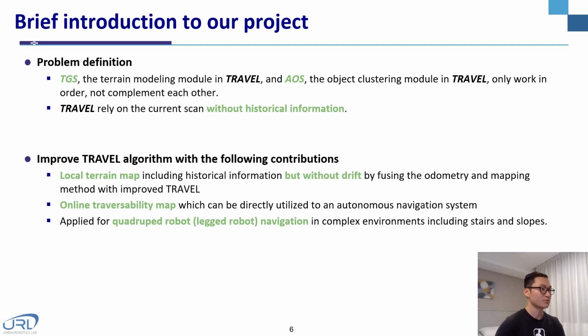I'm Myung-woo Jung, and I'm going to briefly introduce our project. Let me start with the problem definition. TGS and AOS, which are the main modules of the algorithm, work only in order rather than complementing each other. And the algorithm relies on the current scan without historical information. Next is the contribution for improving the algorithm. We apply the local terrain map, which has historical information without drift, and we applied an online traversability map. Lastly, we apply the algorithm to quadruped robot navigation in a complex environment including stairs and slopes.